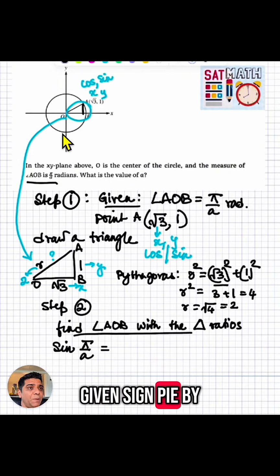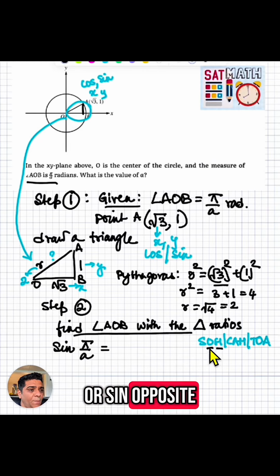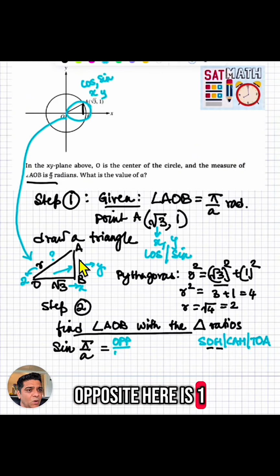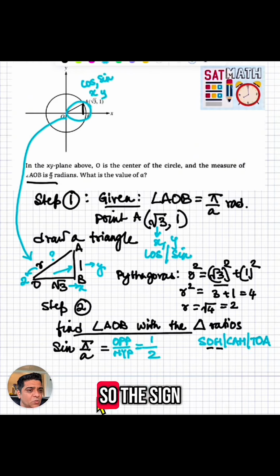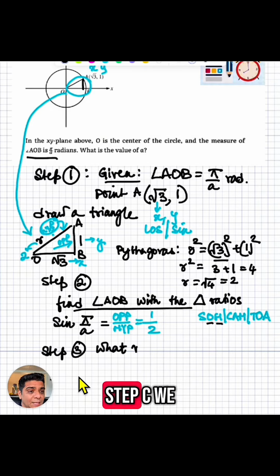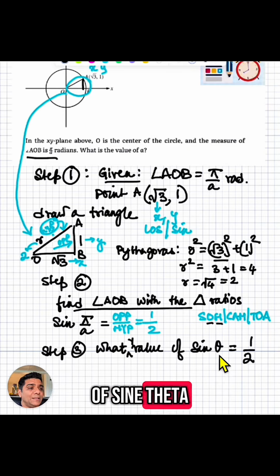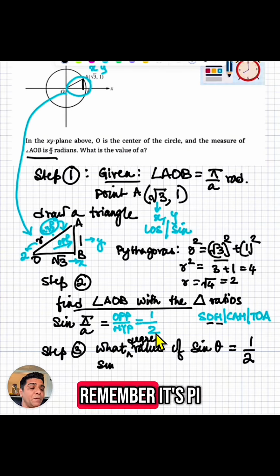So sine of pi by a is equal to, by SOHCAHTOA, opposite divided by hypotenuse. The opposite here is 1, and the hypotenuse we calculated to be 2. So sine of pi by a, which is that angle AOB, is equal to 1/2. Now this is beginning to look very familiar, isn't it? Now, in the last step, we want to see which value it actually matches. So what value of theta will make sine theta equal 1/2 in the unit circle? Remember, it's pi by 6.